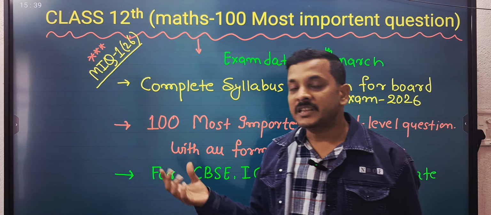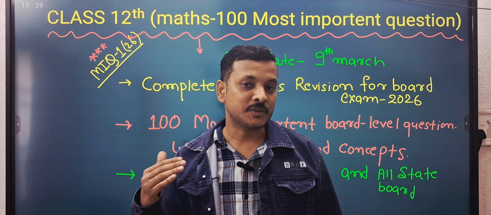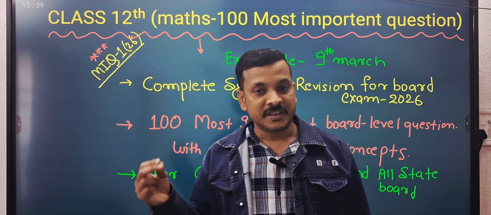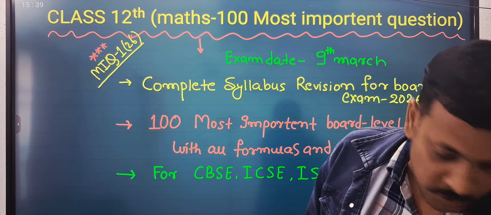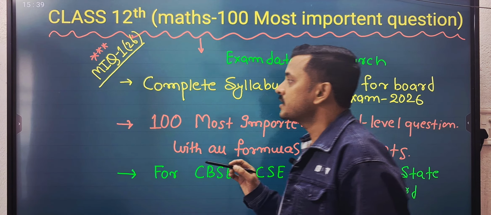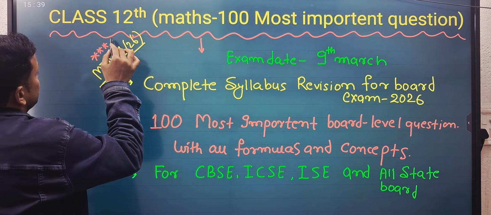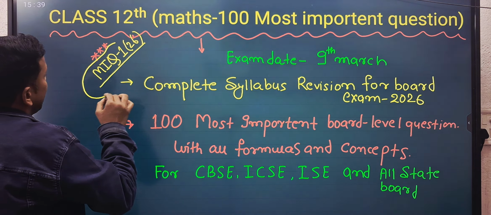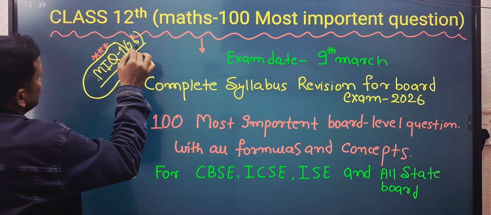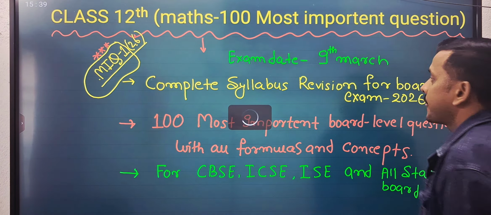And those who have not read even a single chapter can also understand these questions, because I will explain from zero to infinite every concept, every point and every formula. So now, without wasting time, I am going to start the question. The question code is MIQ1. It means most important question number 1 for 2026 board examination for class 12th.